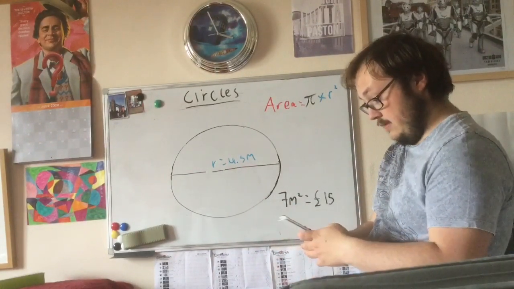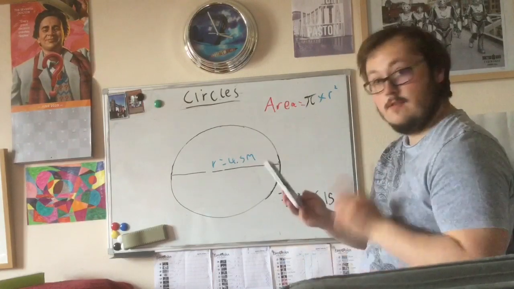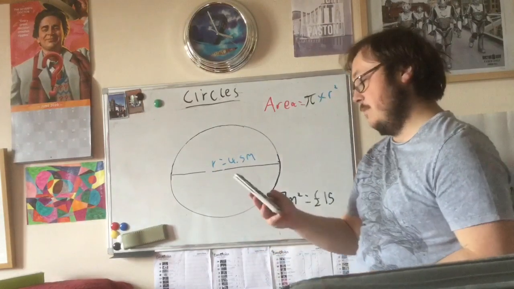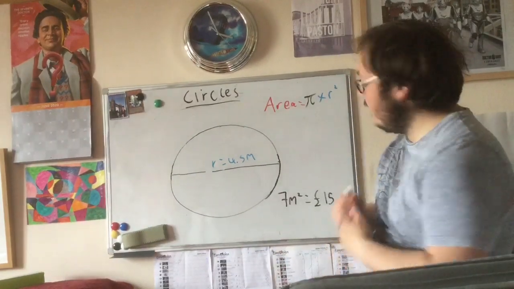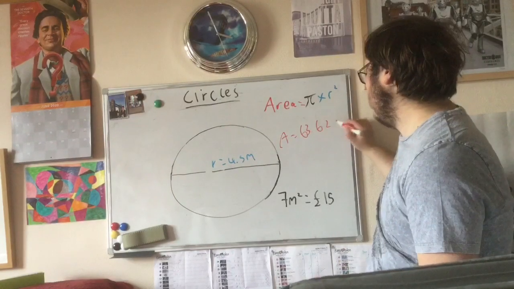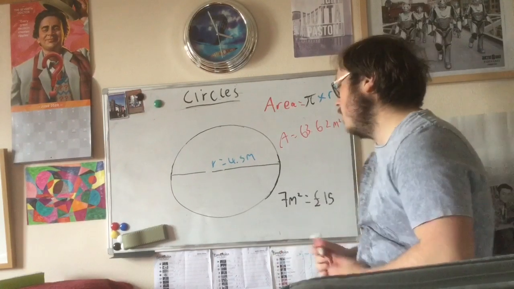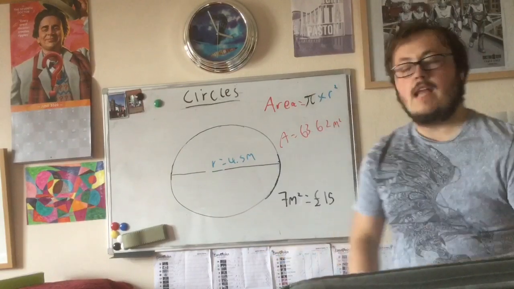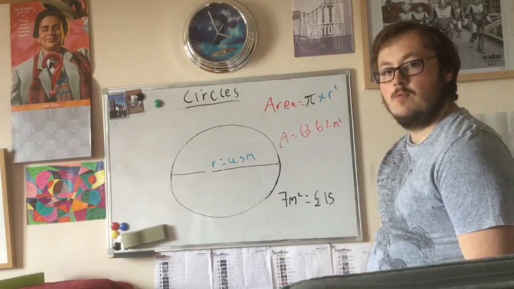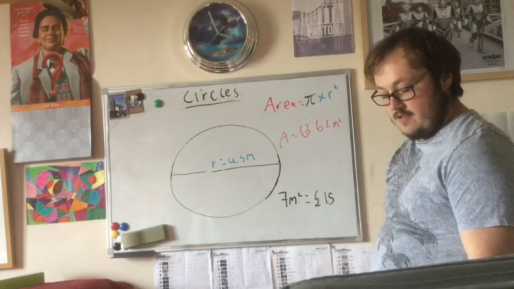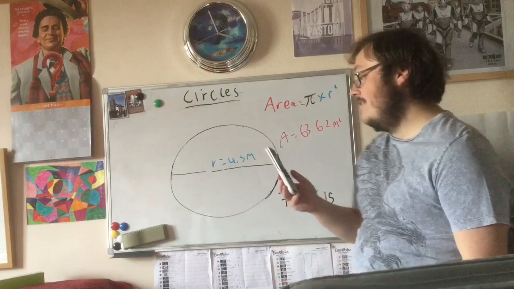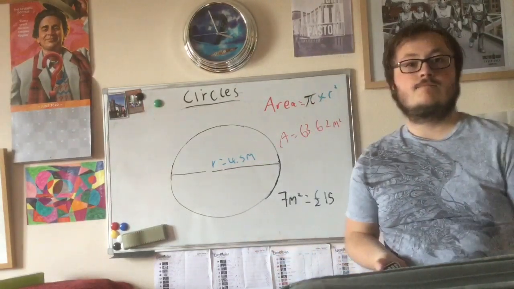So we do pi times 4.5 squared, and you will get 81 over 4 pi, but I'll need it to 2 decimal places. We will get an area of 63.62 meters squared. Now, when we work it out, we now find out how many sets of carpets we'll need. So we'll divide 63.62 by 7. And we will get 9.08.